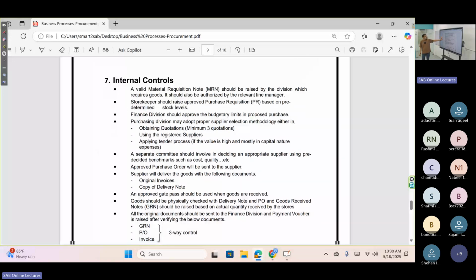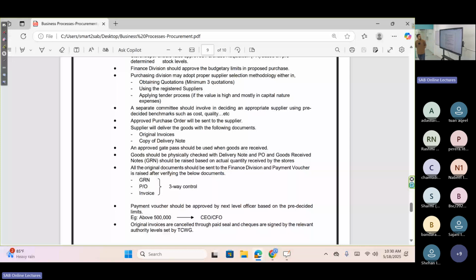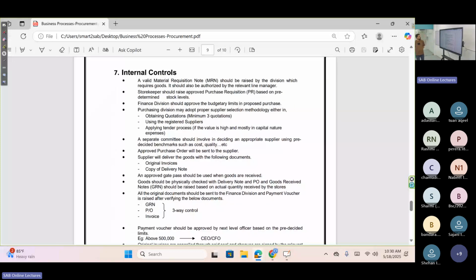It's a straightforward thing. First internal control: a valid MRN, material requisition note, should be raised by the division which requires goods. So before delivering those goods, the source should request material requisition.